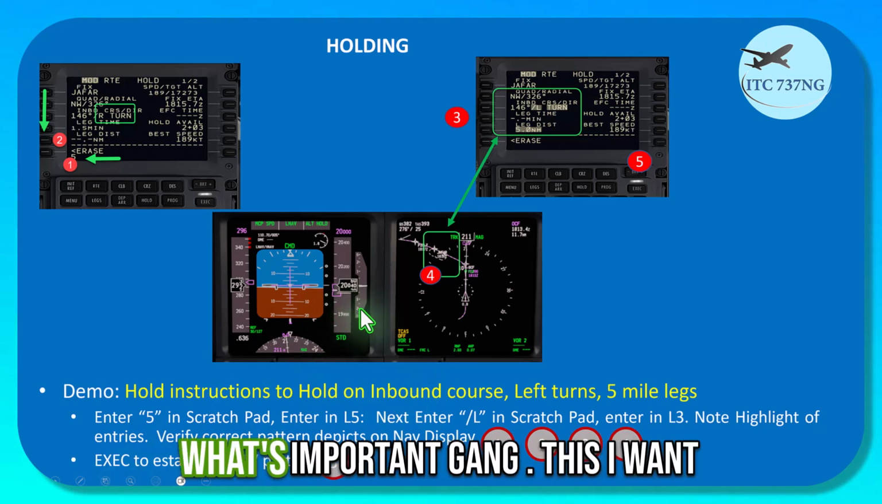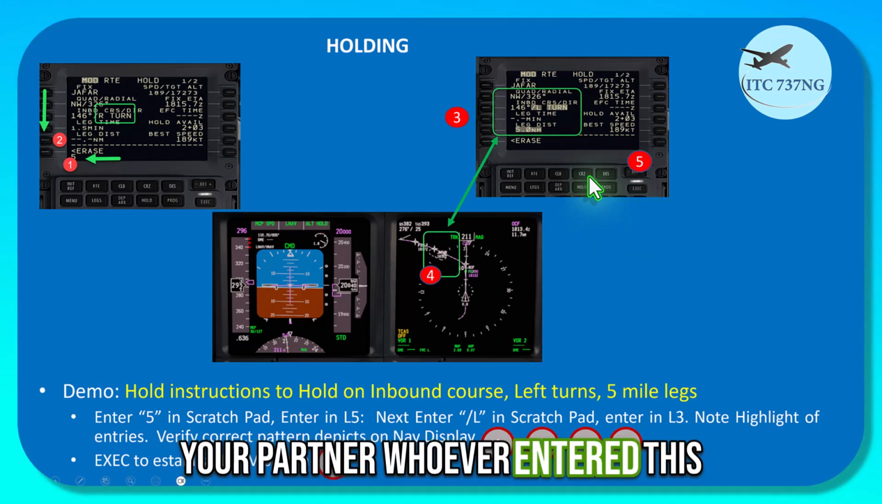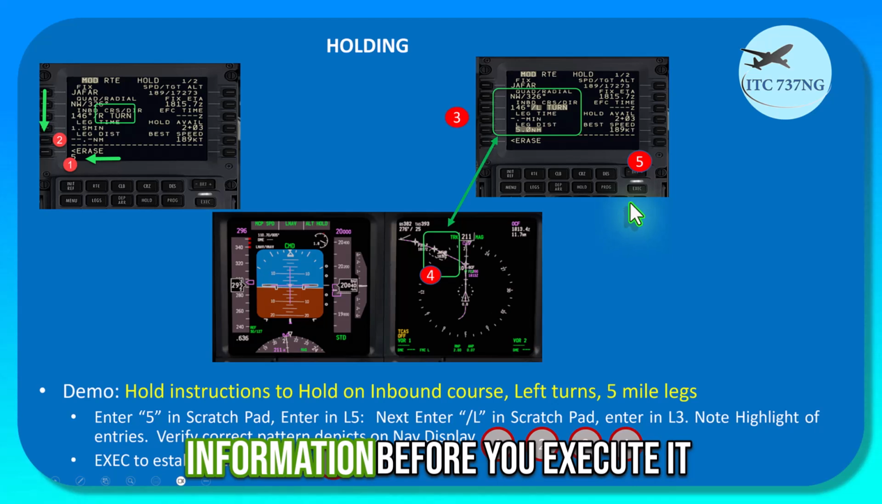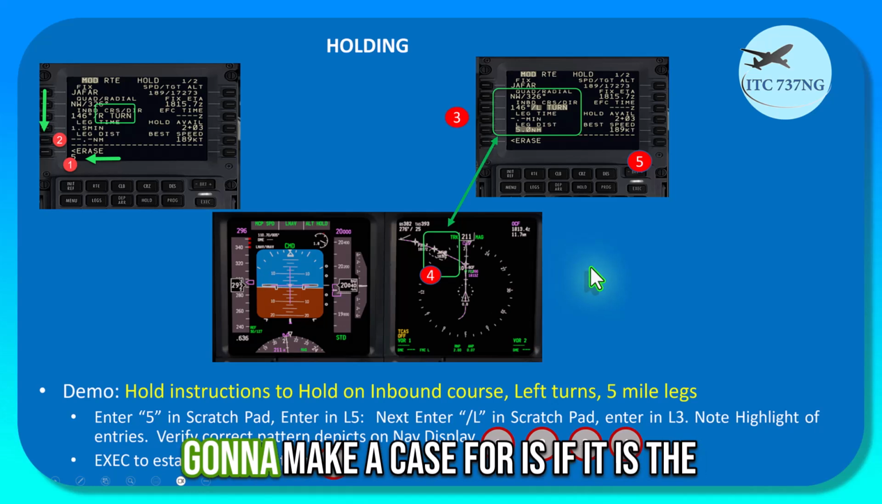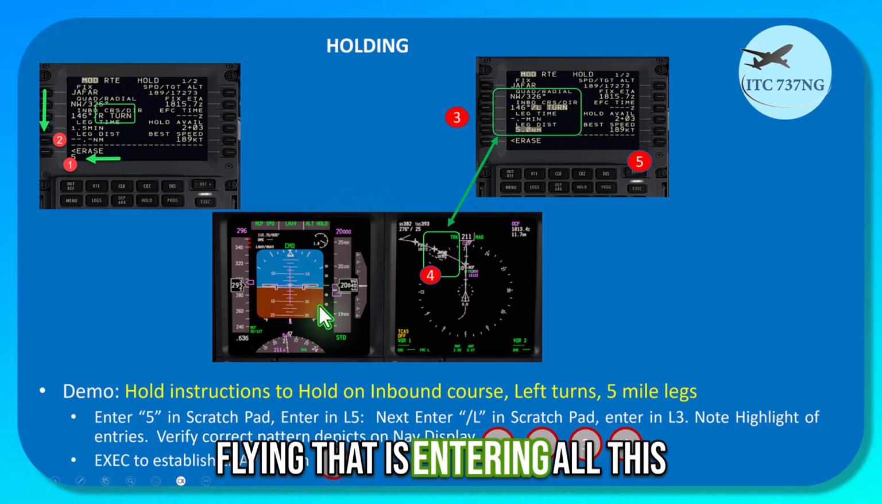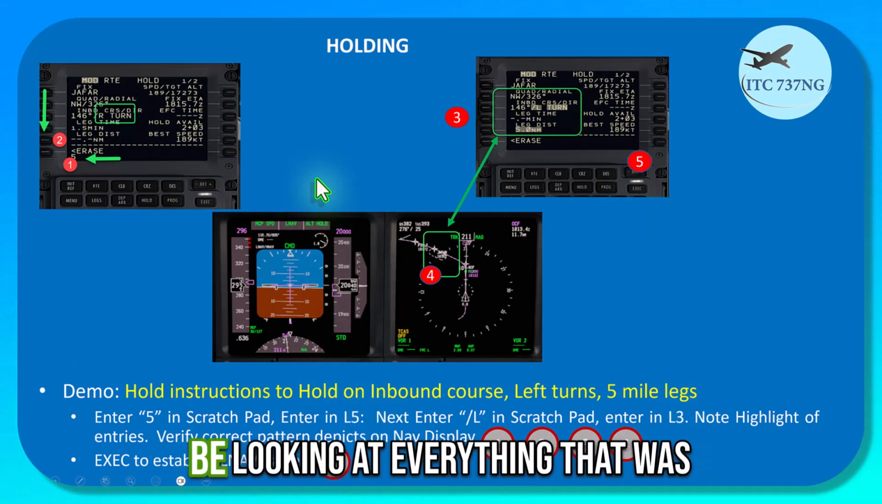So here's what's important, gang. This I want to really emphasize. Make sure your partner, whoever entered this, gets a confirmation of the information before you execute it. This is good VVM. Now, what I'm also going to make a case for is if it is the pilot monitoring, the pilot not flying, that is entering all this information, the pilot flying should be looking at everything that was being done.